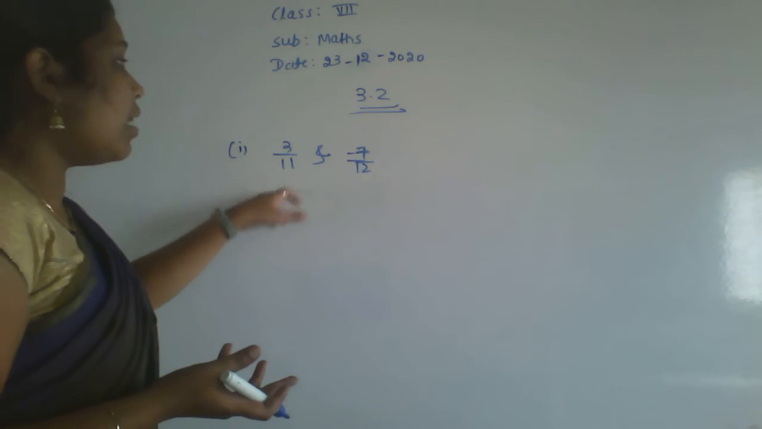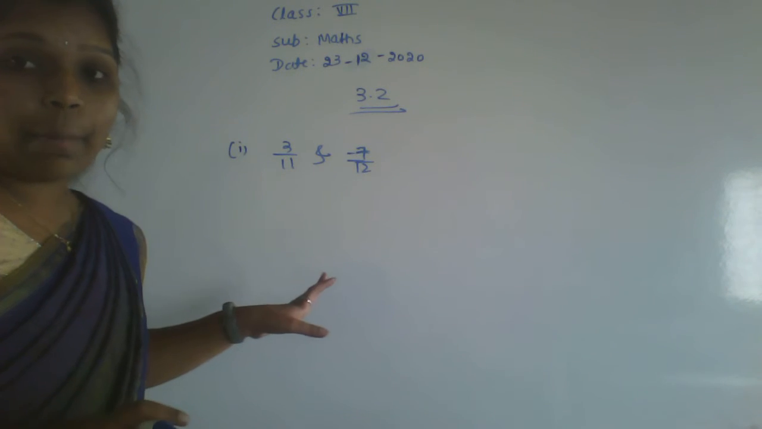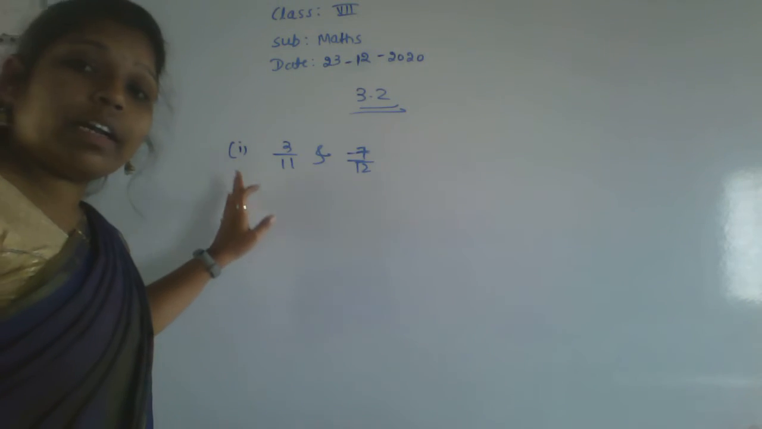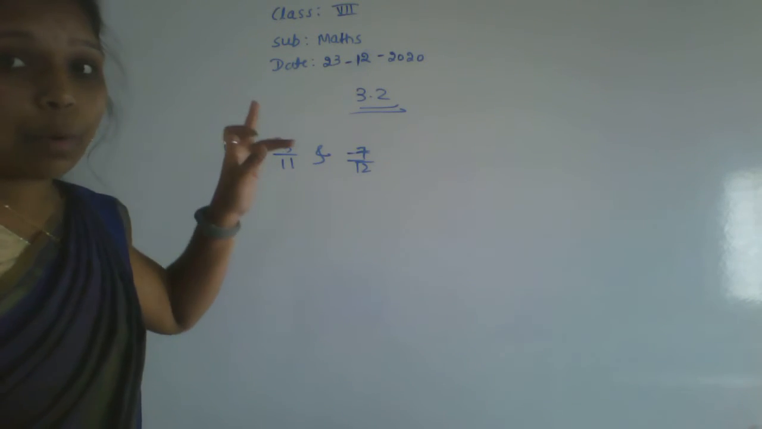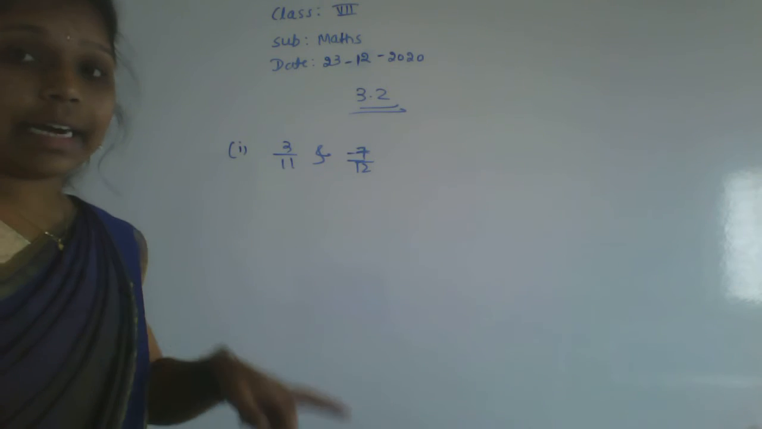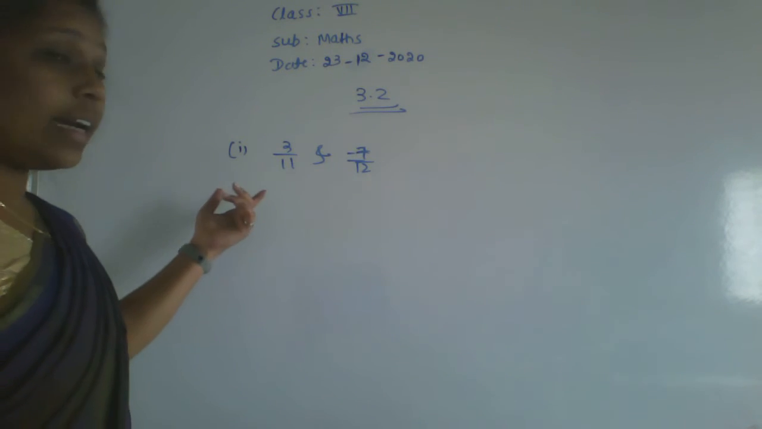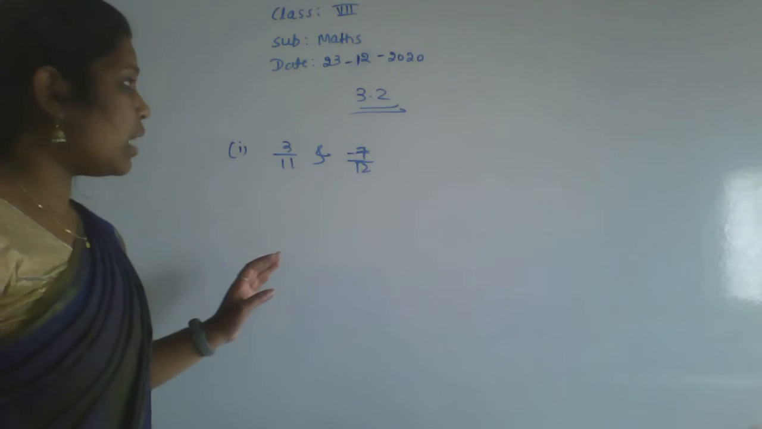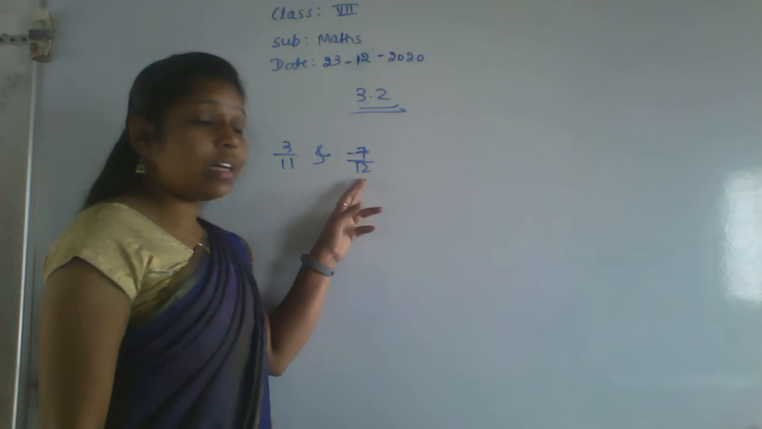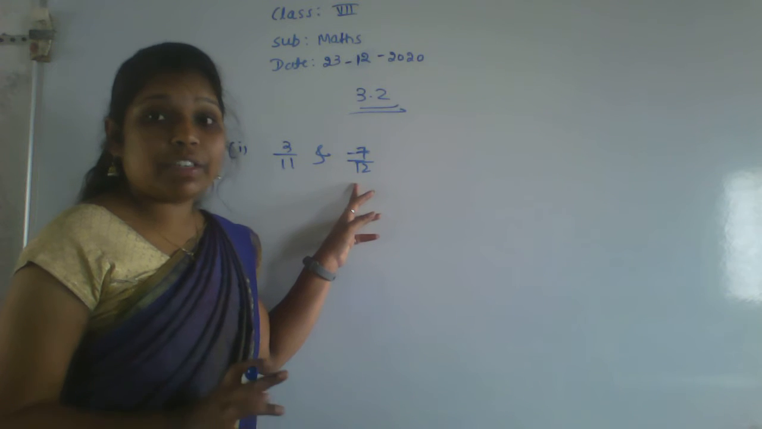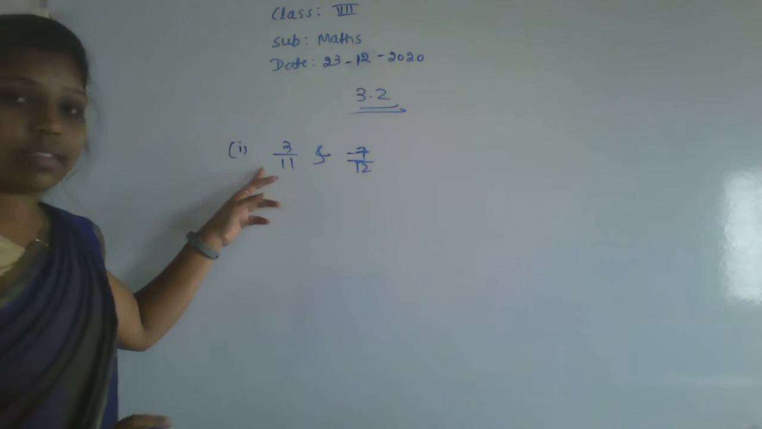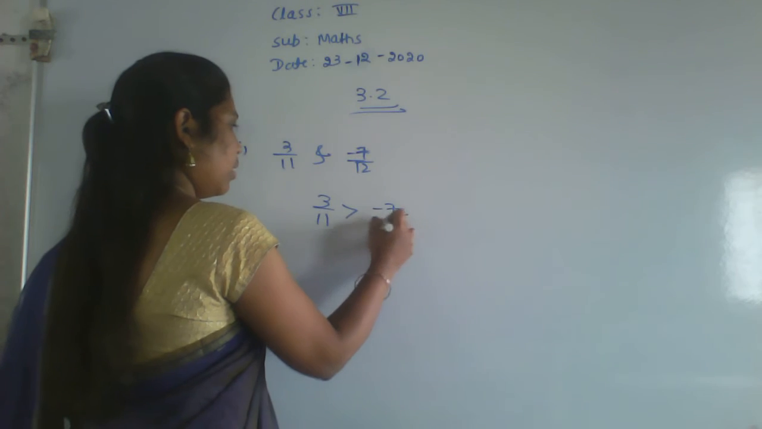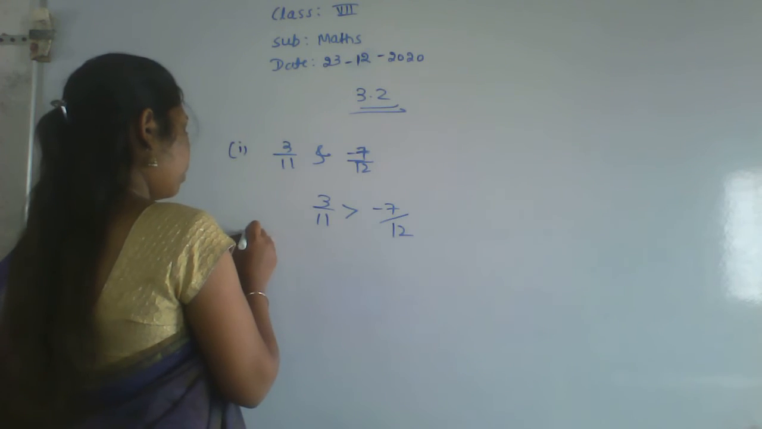No need to make the denominators equal and compare. Okay. So if one is negative and one is positive, it means the positive rational number is always the greater value. Then we can write it directly. So here 3 by 11 is a positive rational number, minus 7 by 12 is a negative rational number. Which one is the greater here? This one is the greater. So 3 by 11 is greater than minus 7 by 12. Next, go for the second one.